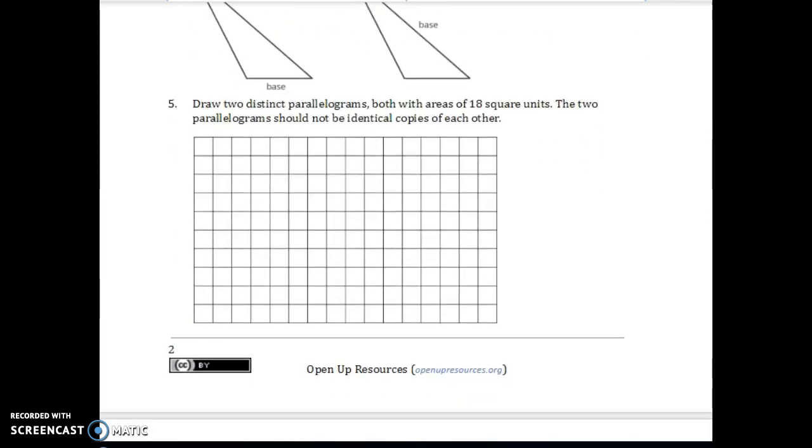Question 5. Draw two distinct parallelograms, both with an area of 18 square units. The two parallelograms should not be identical copies of each other.